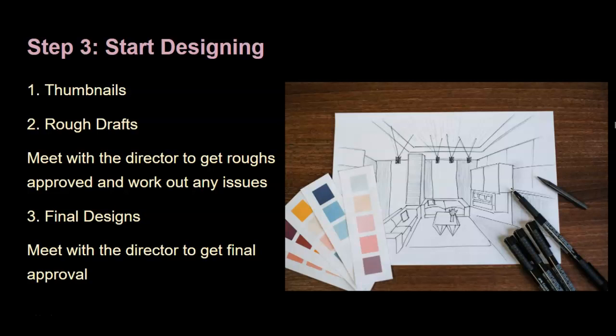Now, once you get your rough draft down, and you'll be having designer production meetings happening throughout this entire process, but once you get your rough drafts down, and they will have a schedule for you of when those are due, you'll meet with the director and you'll talk over your roughs and you'll get them approved. Now, the director could say, I don't actually like those walls. I think we should do this instead.